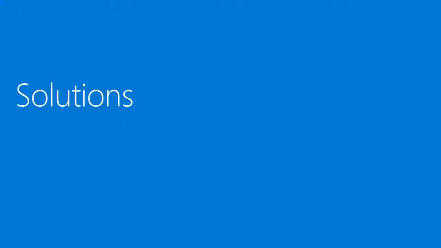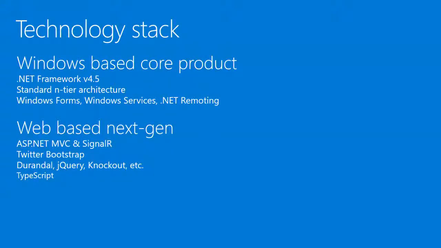The solutions. Let me just quickly go over the technology stack that we use. In the Windows-based product, we use .NET 4.5, already mentioned. It's a pretty standard N-tier framework. On the client side, we use Windows Forms. On the server side, the business rules are hosted in Windows services, and they talk through .NET remoting. For the web app, we use ASP.NET MVC and SignalR for some real-time messaging.